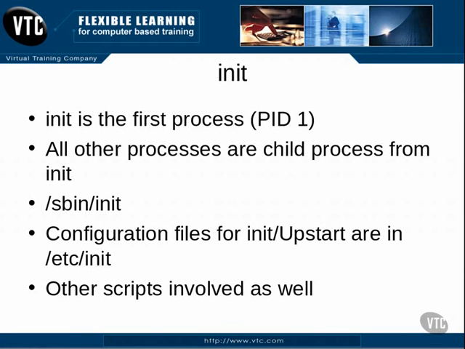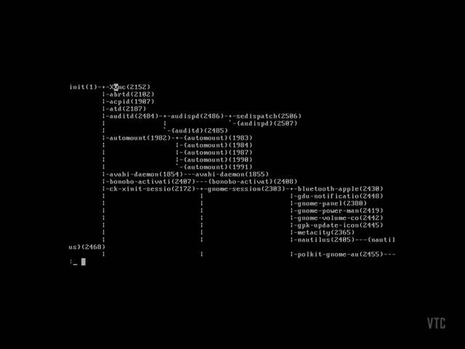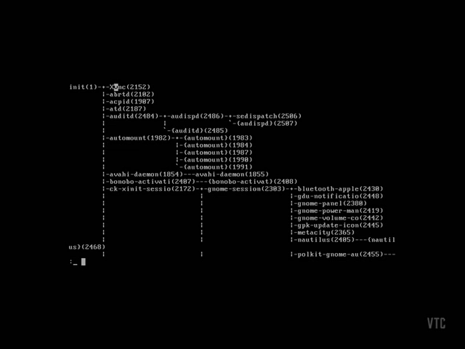Init is the first process started by the kernel during the system's boot up. All other processes descend from the init process. If we look back at the output of the pstree command, we can see the hierarchy of the processes, with init being the main parent process.